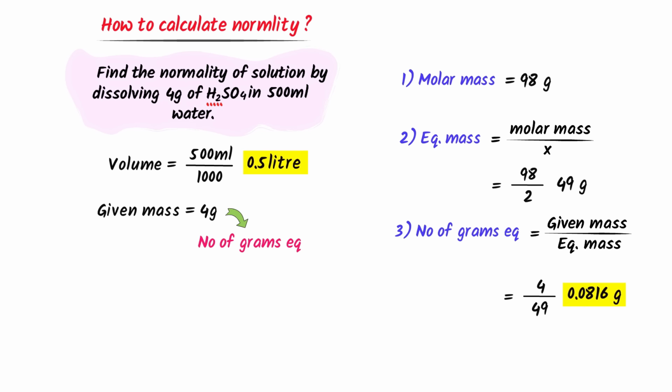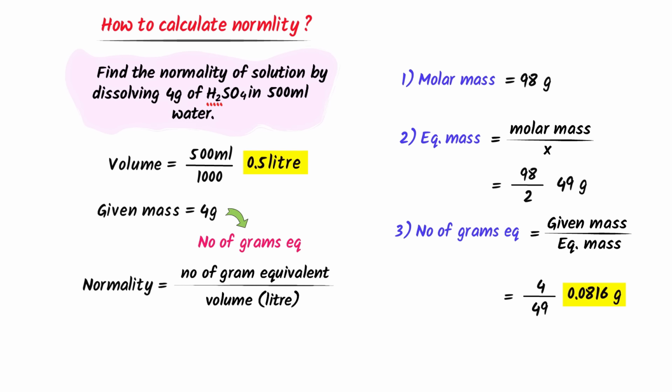0.0816 gram. Lastly, I calculate the normality. The formula of normality is number of gram equivalent of solute upon volume of solution in liter. We know that the number of gram equivalent of solute is 0.0816 gram and the volume of solution is 0.5 liter. I plug in these values in this equation. After calculation, I get 0.16 gram per liter or 0.16 N. So the normality of this solution is 0.16 N.